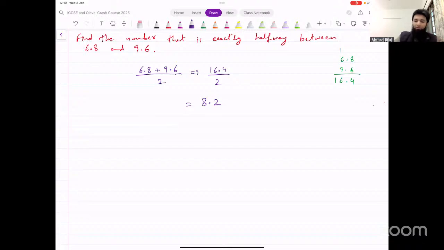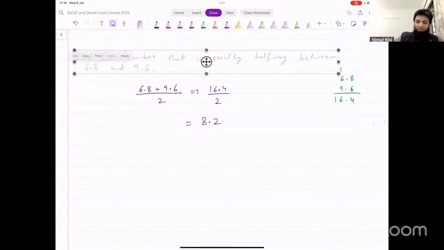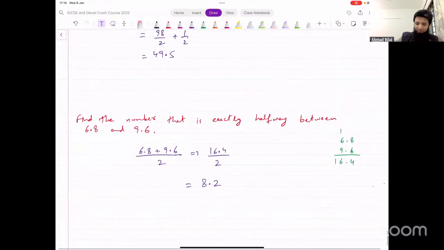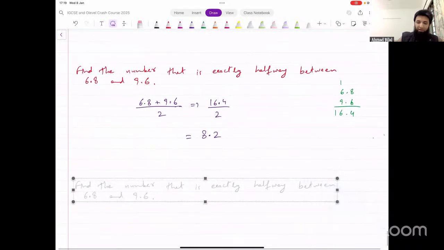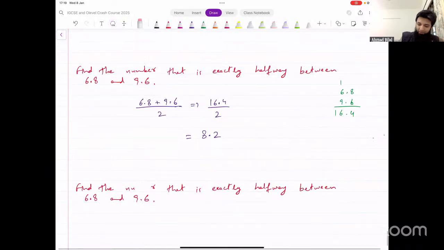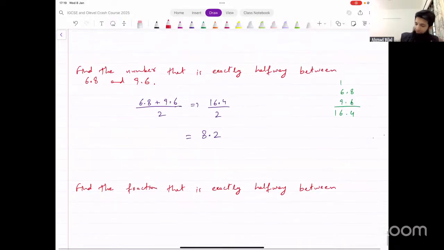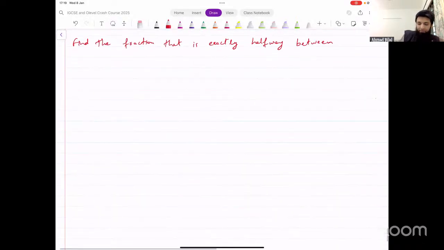Okay, now since we are on it, let's just consider one last example, because the same question a lot of times comes with fractions as well. So you should be able to deal with that too. So for instance, they might ask you to find the fraction that is halfway between 5 over 8 and, let's say, 2 over 16.